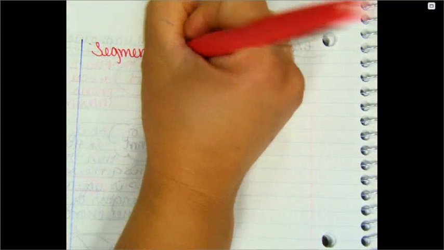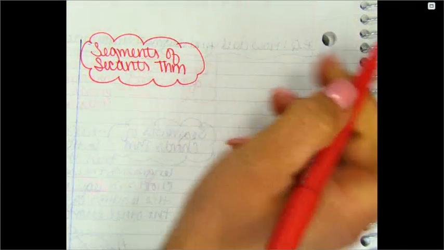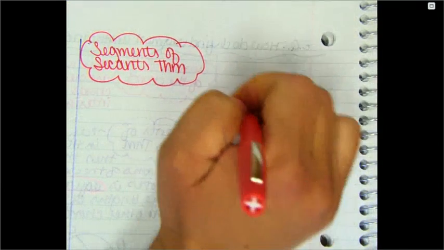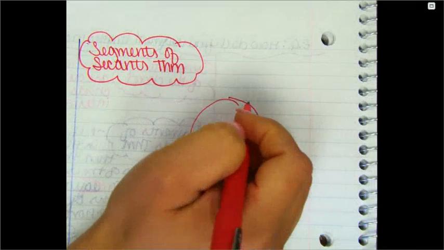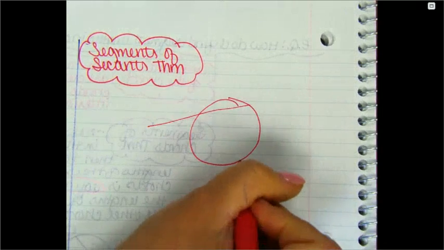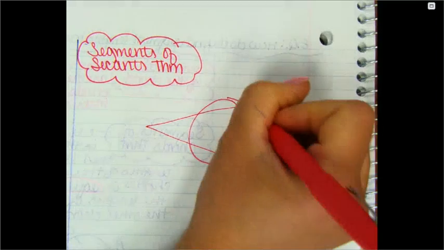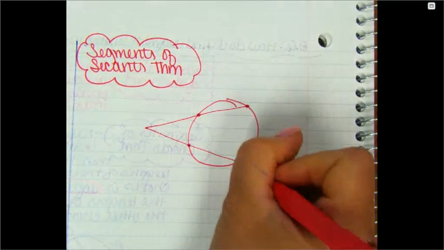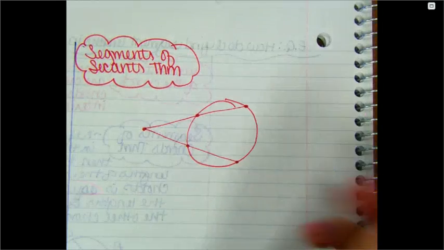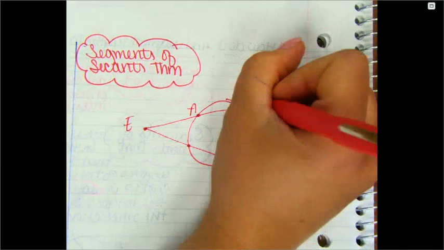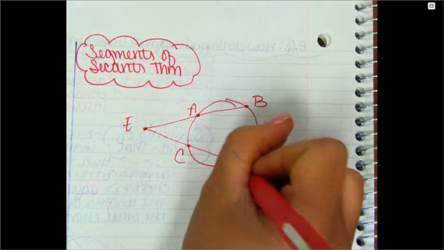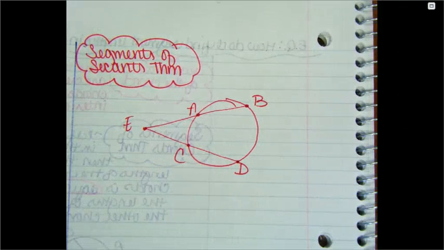Segments of secants theorem. Draw a circle. I am not going to write words. I have two, what here? Two secants. Draw that, and I'm going to give you a second, and I want you to watch the next piece.